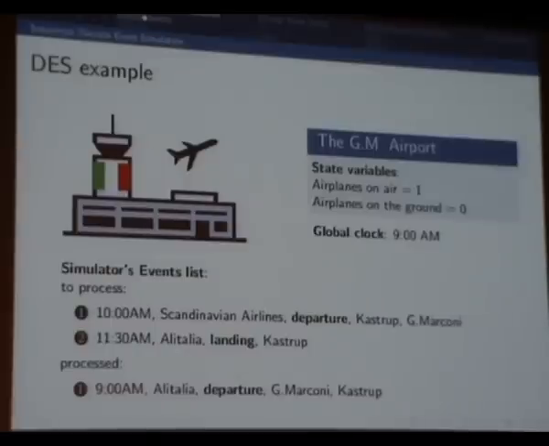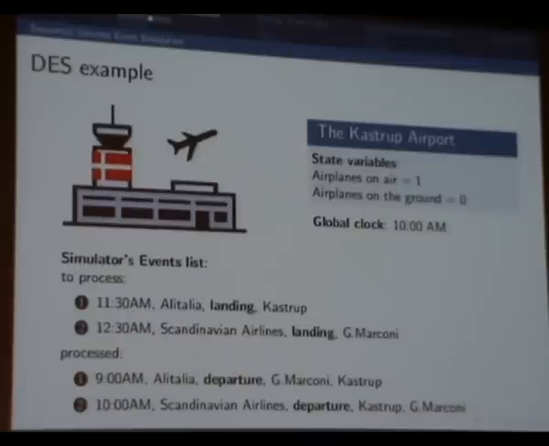So, as you can see, that event has been created by a handler that has processed the departure event at 9 a.m. and it has generated another event, that is the landing. Then, this is the Kastrup Airport, global clock is 10 a.m. and we will have two events processed and two events to process. Again, another event pops out, that is the 12:30 Scandinavian Airlines landing.